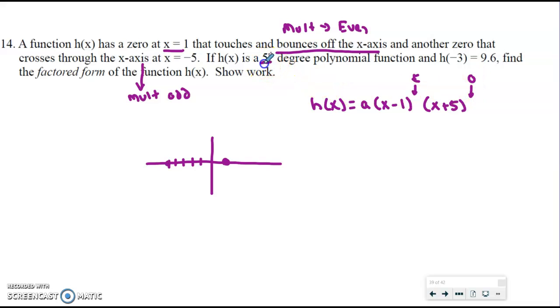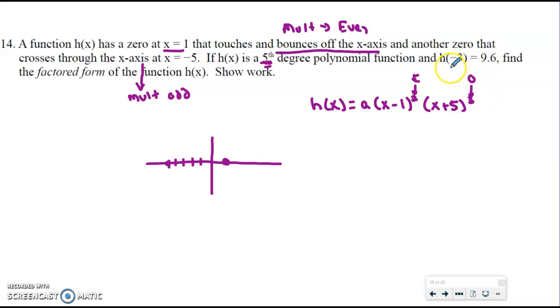When I add those two powers together, it's going to get me the degree of the polynomial, which is 5th degree. So there's lots of different options, but I'm going to go with 2 for the x minus 1, and I'm going to go with 3 for the x plus 5. 2 plus 3 gets me a degree of 5. Now, I could also choose 4 for x minus 1, or I could choose 1 for x plus 5. Either of those are going to work, okay? But for this example, we'll just use 2 and 3.